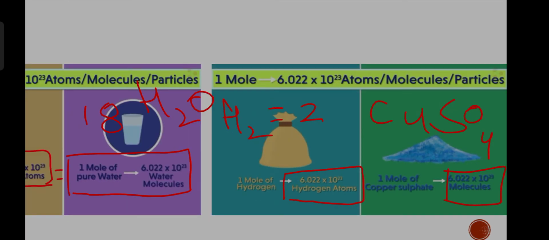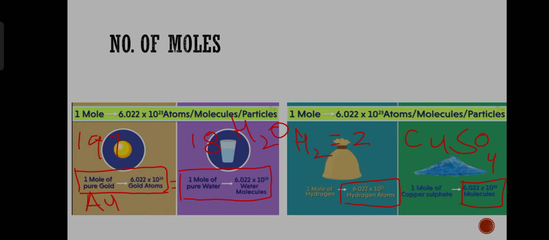Clear? So these are some of the examples that you can consider, and you can compare the number of particles in different moles of different substances. Same number of moles, same number of particles. Different number of moles, different number of particles. You just have to multiply Avogadro's number with the respective number of moles that you are dealing with. Right?